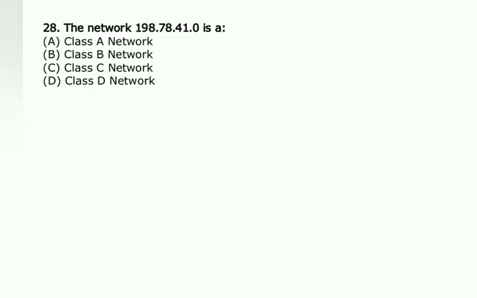Next, the network 198.78.41.0 is a dash. We know the range of IPv4 addressing: class A is 0 to 127, 128 to 191 is class B, and 192 to 223 is class C. So the given option, class C, is correct for the given range of the network. 198 is in the range of class C.